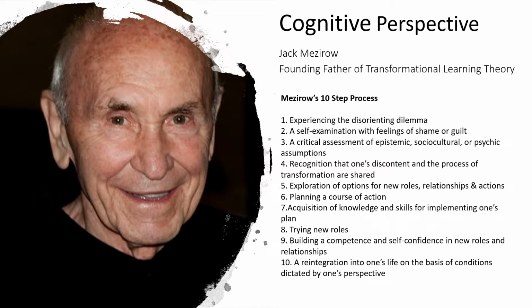Those 10 steps include experiencing a disorienting dilemma, for example, the sudden loss of a family member or the loss of a job, followed by a self-examination with feelings of guilt or shame, a critical assessment of your previous assumptions, recognition that discontent and the process of transformation are shared, exploration of options for new roles, relationships, and actions, planning a course of action, acquisition of knowledge and skills for implementing your plan, trying out the new roles, building competence and self-confidence in those new roles, and finally, reintegrating this new perspective into your life.